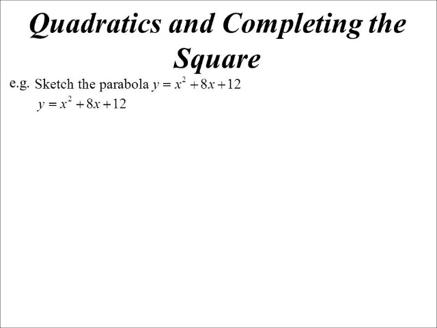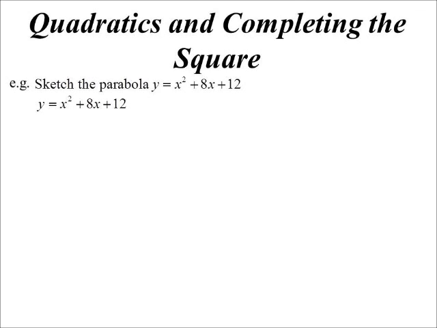Going to look at some alternative ways of finding the vertex and things like that. So, same example as yesterday, sketch the parabola. I'm not going to actually redraw it, but say we had that question, sketch the parabola. So there is y equals x squared plus 8x plus 12. If we make use of the idea of completing the square, we can get the vertex very quickly.